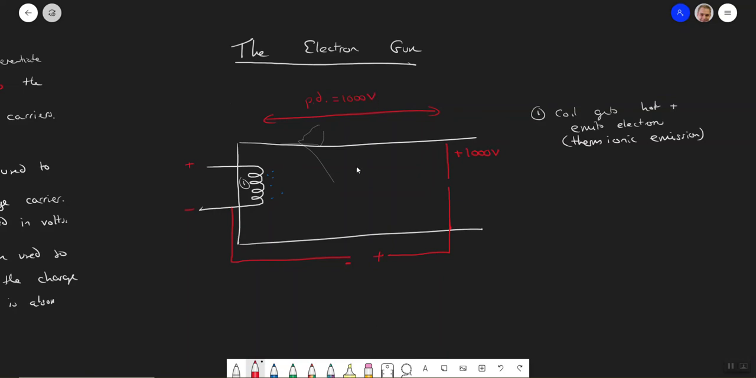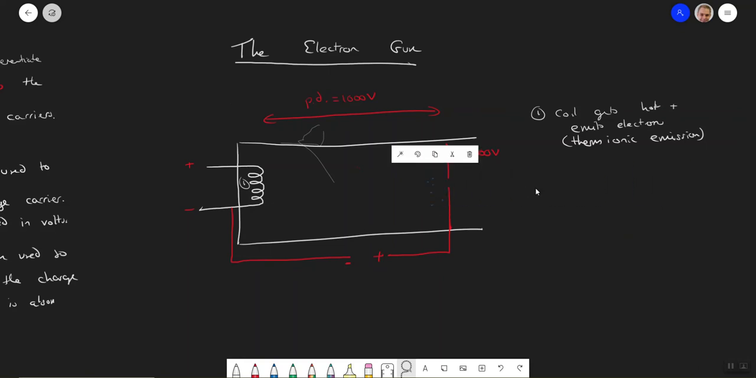So what will happen is we've got 1,000 volts here, a kilovolt here. These electrons will move towards it because, of course, they are negatively charged. They like positive things, so they're going to move towards it. Now, many of them might hit the plate, but some of them are going to go through the hole. And if they go through the hole, then they will zoom off.